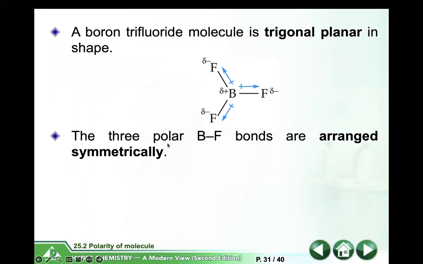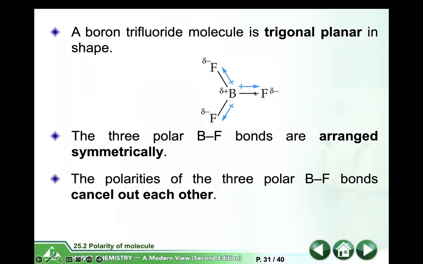Sorry, it is not systematically, it's symmetrically. So symmetrically means they cancel out the force with each other. They cancel the force with each other, then they are arranged symmetrically. Sorry, again, and then they cancel out the force.